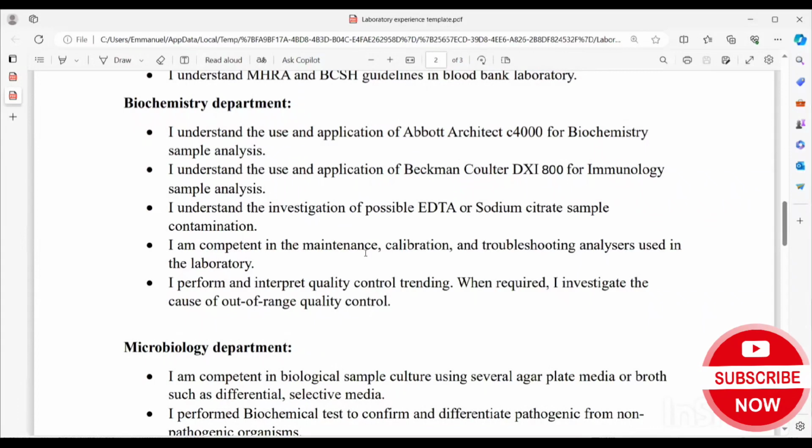Okay. Now, for biochemistry, of course, you can elaborate on this more, but these are just a few I was able to write because of time. I mentioned the analyzer and what they are used for. But again, I want you to see what I've done here. I understand the investigation of possible EDTA or sodium citrate contamination. These are the things they want to see. I could have even elaborated on this more, maybe how it can affect the result. You understand hemolysis. There are so many things you can say here.